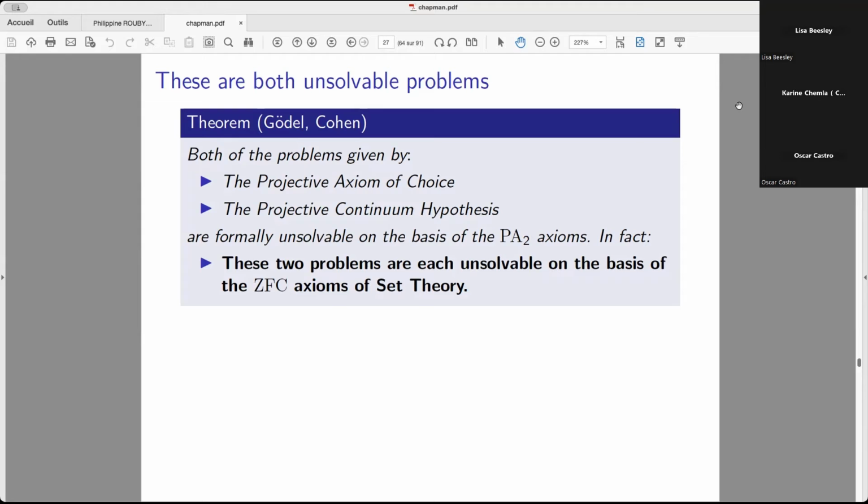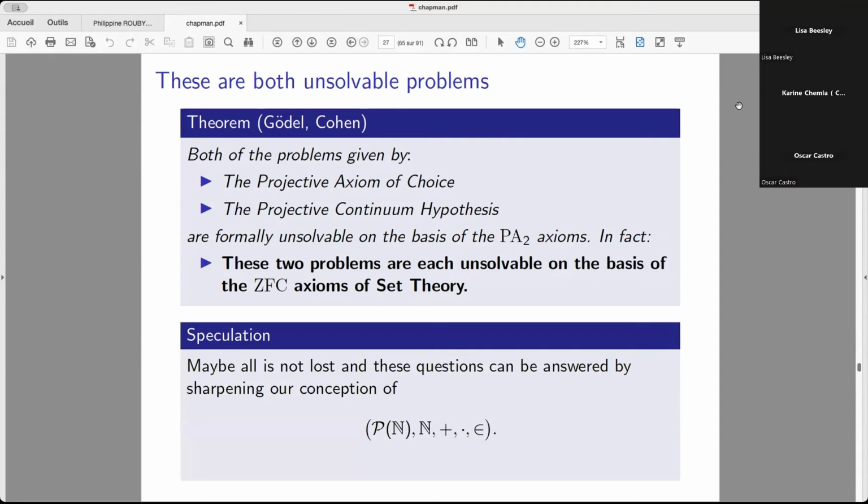And in fact, the two universes that Gödel and Cohen constructed demonstrate this. In Gödel's construction of his L, the projective axiom of choice and the projective continuum hypothesis both held. And in Cohen's enlargement of L by his revolutionary method of forcing, both fail. Maybe not all's lost, though. Maybe all we have to do is sharpen our conception to find the answers.